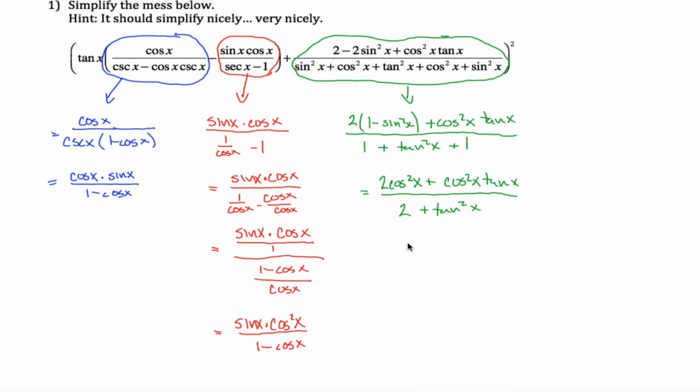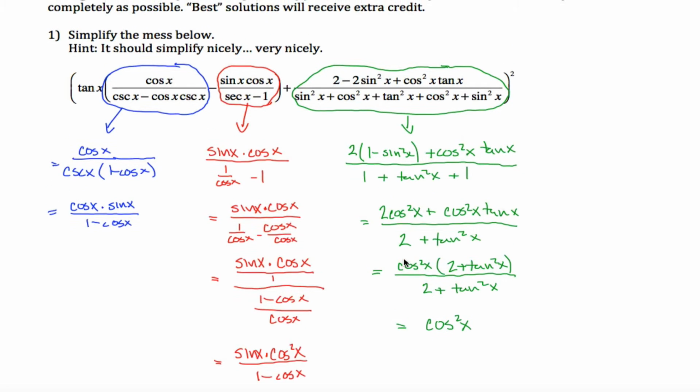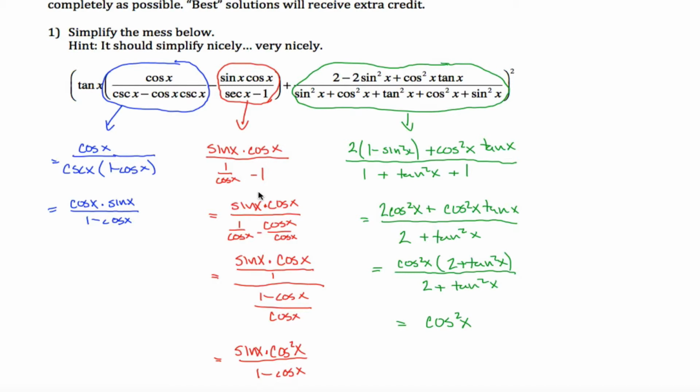And what you might notice is that you have a cosine squared here and a cosine squared here. So you could factor out a cosine squared x. And what that would leave you with in the numerator is 2 plus tangent squared x. Hey, wait a minute, that sounds familiar. That's exactly what I have in the denominator, 2 plus tangent squared x. I can cancel out this 2 plus tangent squared x with this 2 plus tangent squared x and call this entire thing in green cosine squared x. That'll be really useful if this whole thing is cosine squared x.